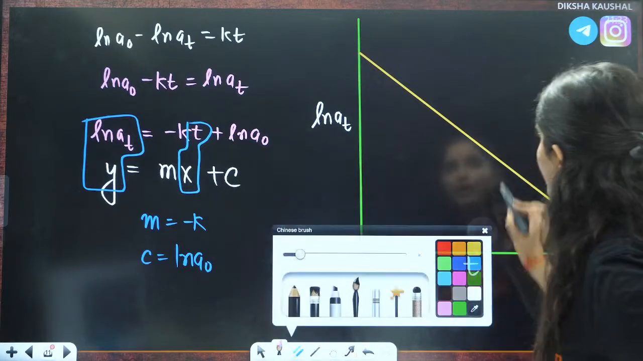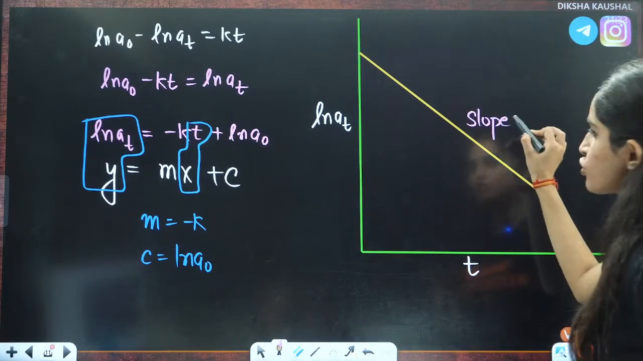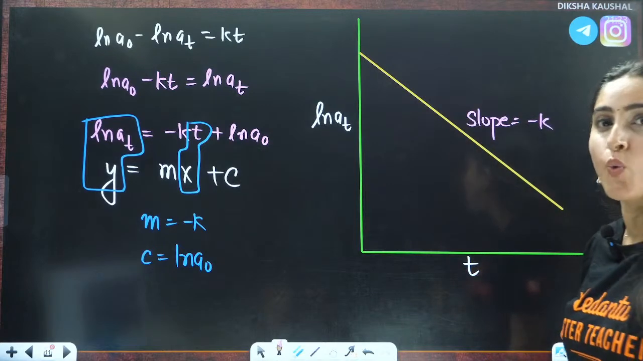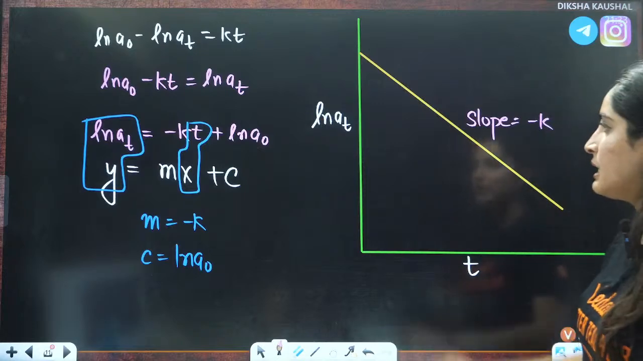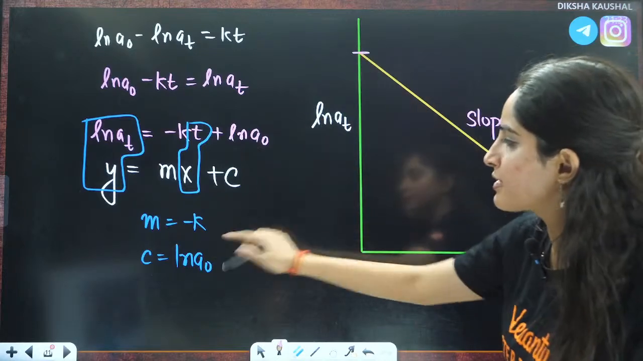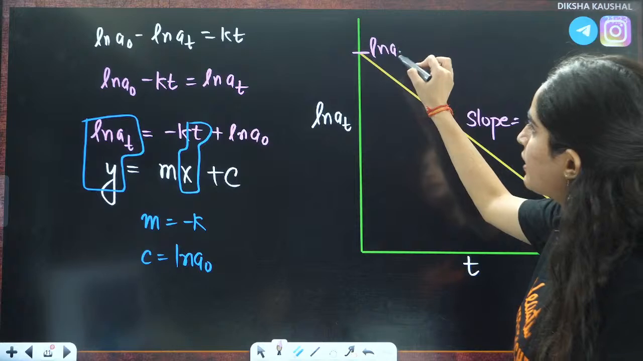So the answer will be slope is minus k. They can ask you what is the slope of this graph. From this equation you can tell, right? Intercept is what? Intercept is ln A naught, right?